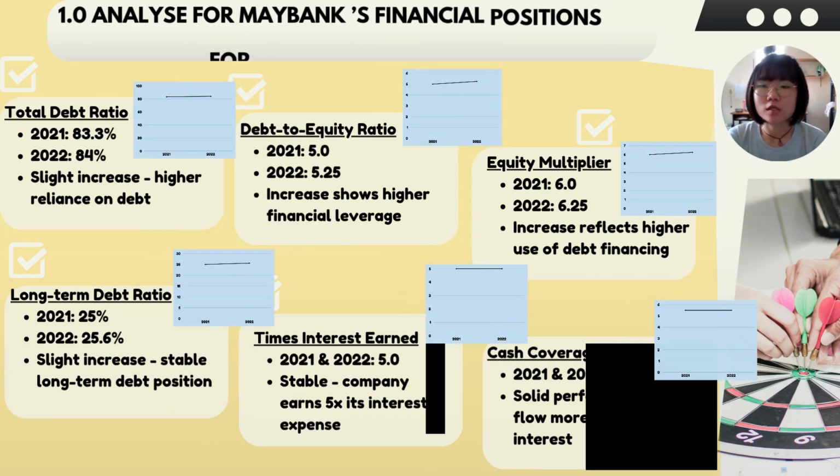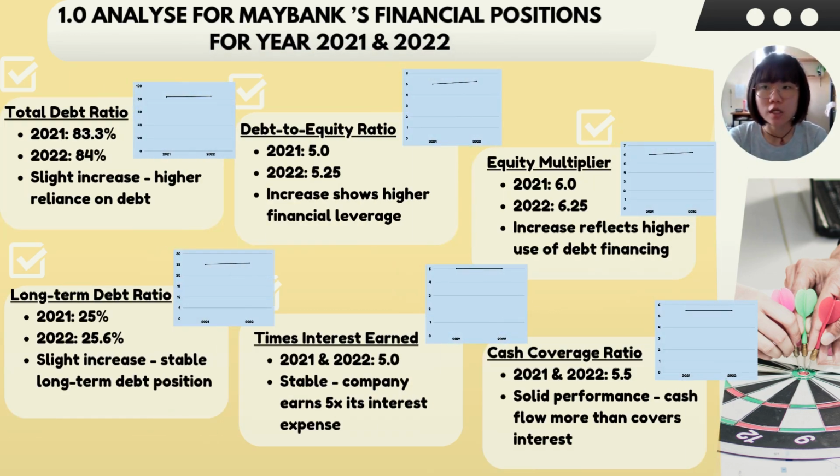The next part is about the long-term solvency or financial leverage ratio. The analysis of Maybank's solvency and coverage ratios shows a stable yet slightly more leveraged financial position in 2022 compared to 2021. The total debt ratio increased marginally from 83.3% to 84%, and the debt-to-equity ratio rose from 5 to 5.25, indicating a greater reliance on debt financing.